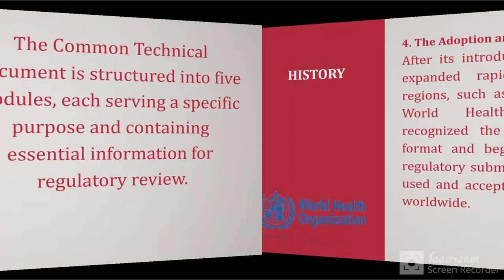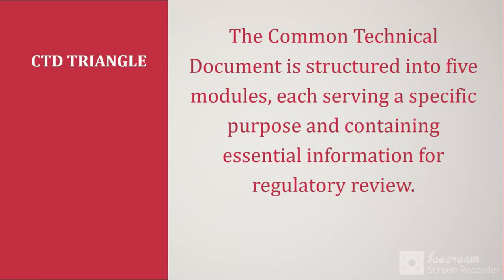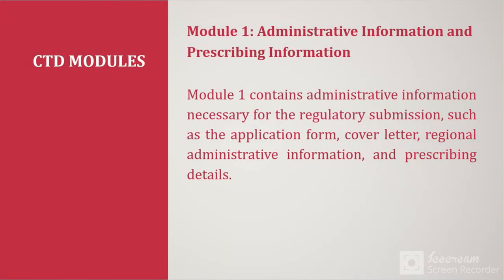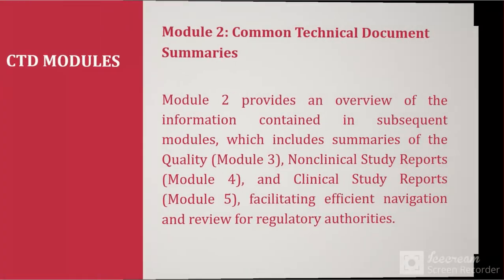The Common Technical Document is structured into 5 modules, each serving a specific purpose and containing essential information for regulatory review. Module 1. Administrative Information and Prescribing Information. Module 1 contains administrative information necessary for the regulatory submission, such as the application form, cover letter, regional administrative information, and prescribing details.